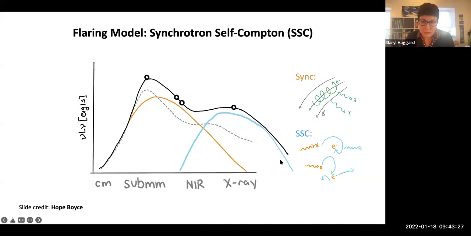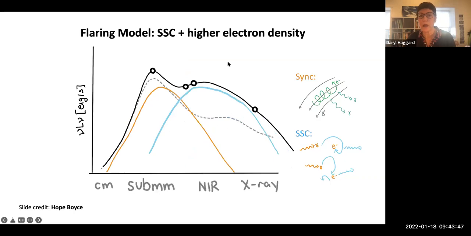If I add in a synchrotron self-Compton component, I've shifted the SED at infrared wavelengths again, and now my near-IR slope is back to being a falling slope instead of a rising slope. So now I have some kind of a lever arm to understand whether or not I do or do not see this synchrotron self-Compton component during flaring events.